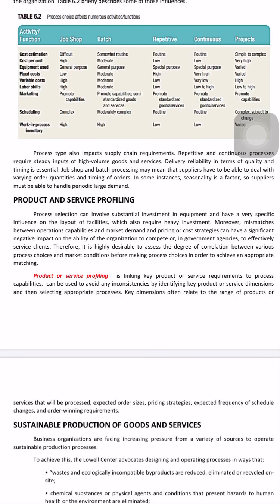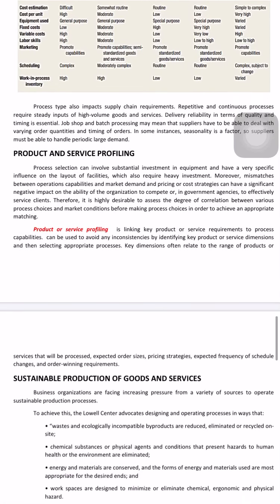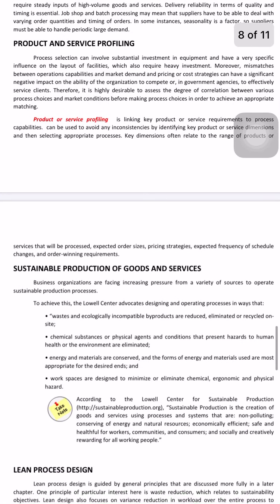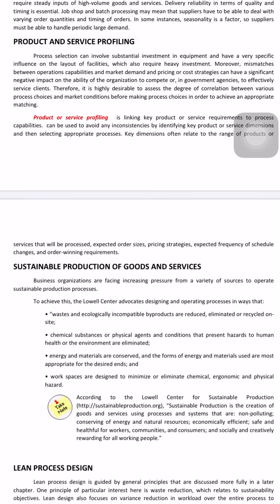Then we have product and service profiling. Product or service profiling is linking key product or service requirements to process capabilities. It can be used to avoid inconsistencies by identifying key product or service dimensions and then selecting appropriate processes. Key dimensions often relate to range of products or services that will be processed, expected order sizes, pricing strategies, expected frequency of schedule changes, and order winning requirements.